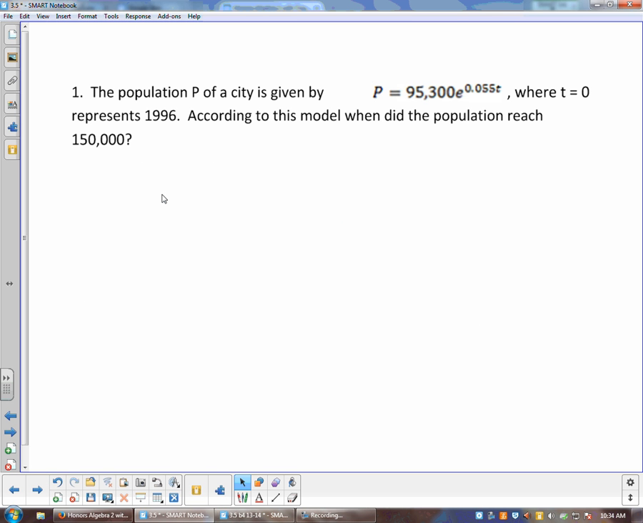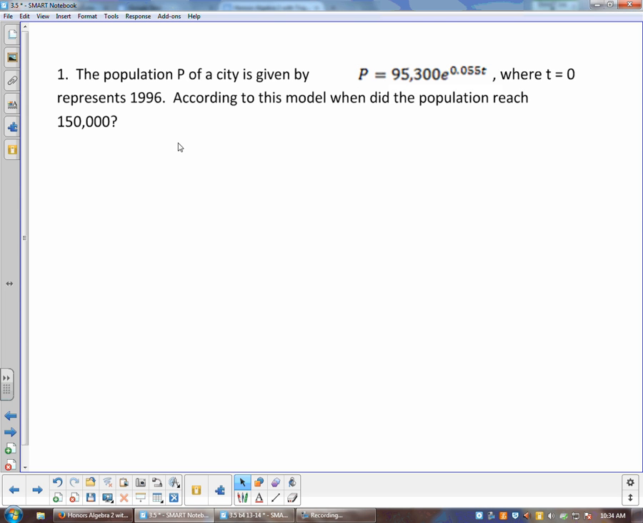Is this one on your gift? The population P of a city is given by P equals 95,300 e to the 0.055 t, where t equals 0 represents 1996. According to this model, when did the population reach 150,000? So what would we do to solve this problem?